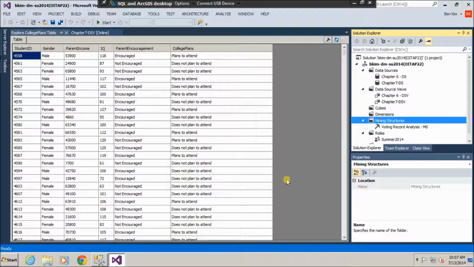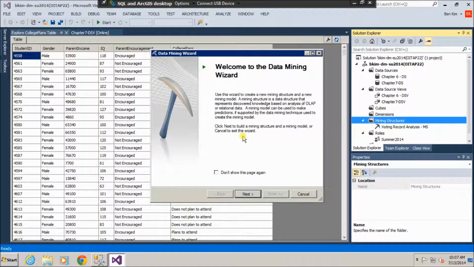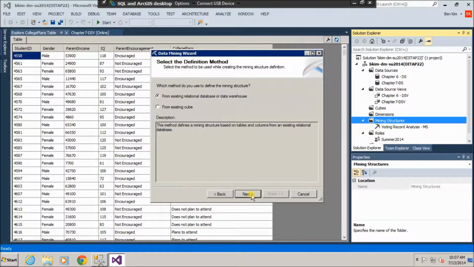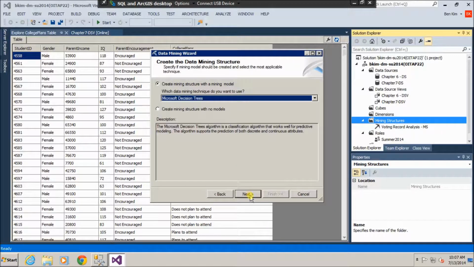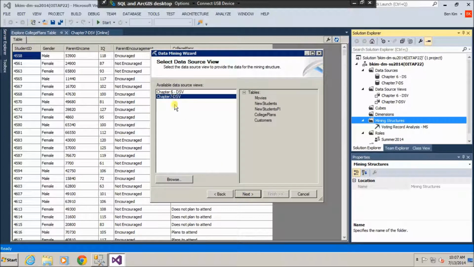Let's create a mining structure now. Go to our mining structure, right mouse button, new mining structure. Next. We're going to use the relational database from chapter 7. Next. And we'll use DecisionTrees. It's already selected, so you don't have to do anything. Next. And we'll use chapter 7 data source view, which includes college plans.